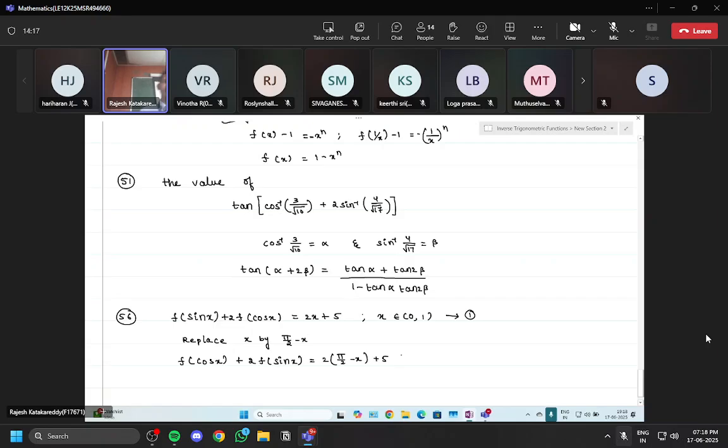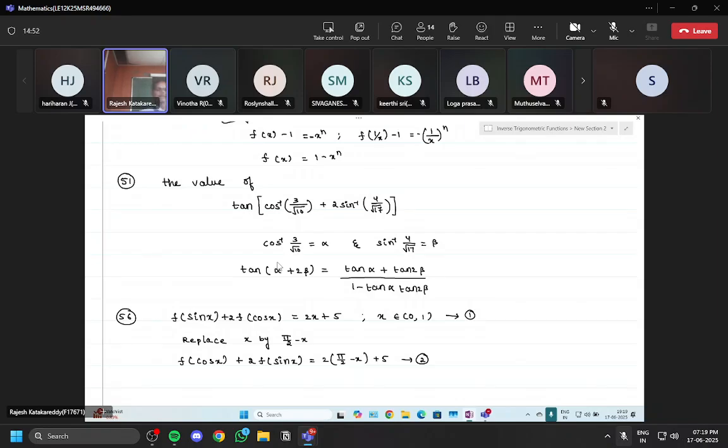Now you have a second equation. Now two equations, two variables. Do the manipulation, the elimination method is there, no? Let's say I want to eliminate f of cos x. Multiply equation 2 by 2 and then equation 1 minus equation 2. If I do that, f of cos x is eliminated, then we'll have f of sin x is equal to something in terms of x. Clear? Let's say I want to eliminate f of sin x from this. Multiply equation 1 by 2 and then again subtract.